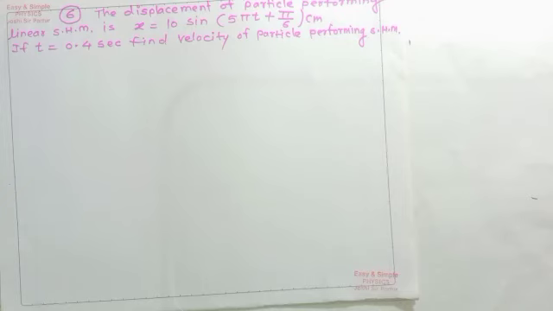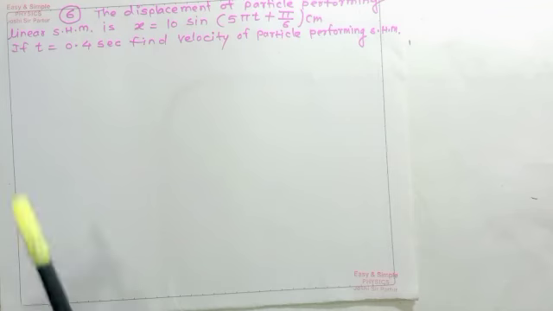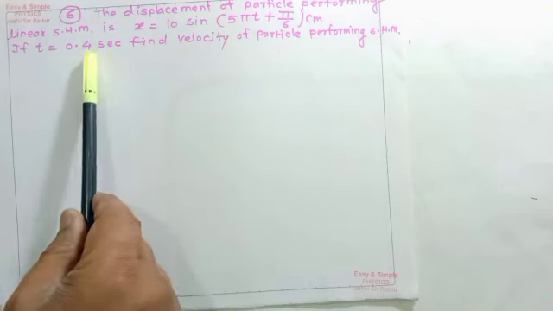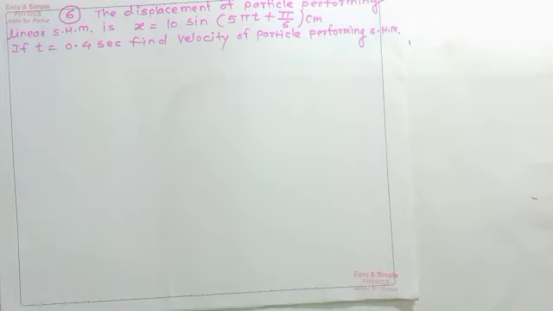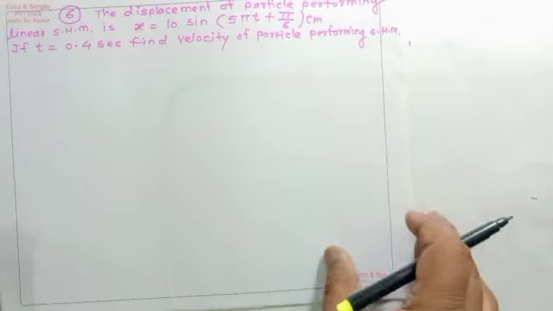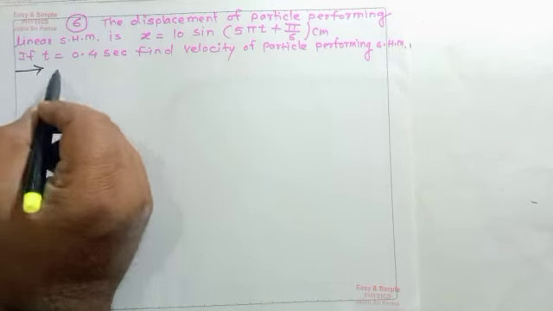That example will be: displacement of a particle performing linear simple harmonic motion is x equal to 10 sine of pi t plus pi upon 6 centimeter. Again the question is given in centimeter. If t is equal to 0.4 second, find the velocity of the particle performing linear simple harmonic motion. See here in this example the data will be given.